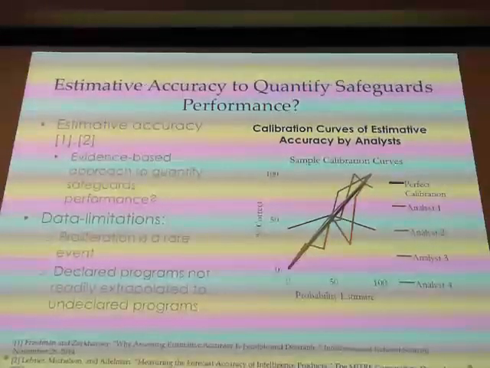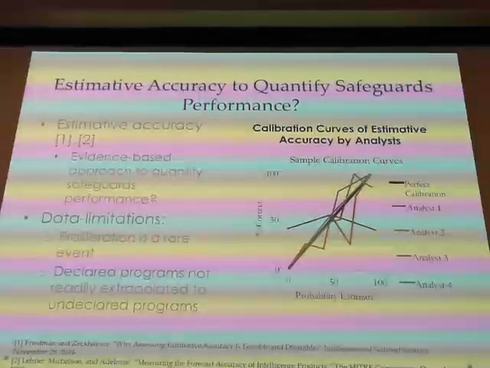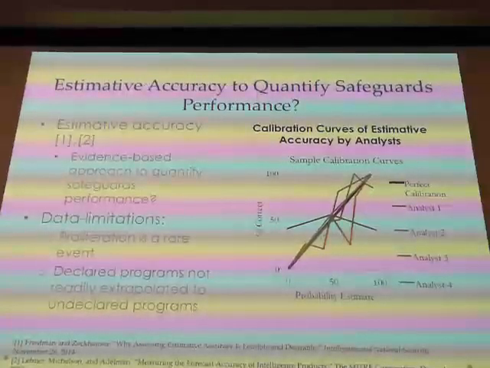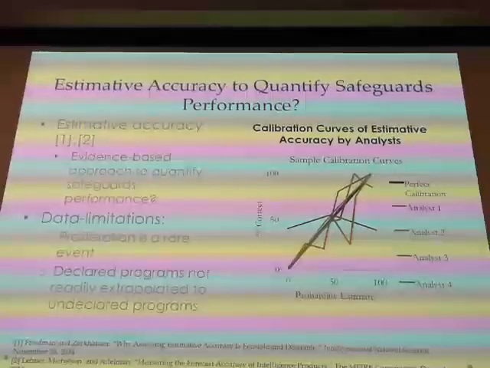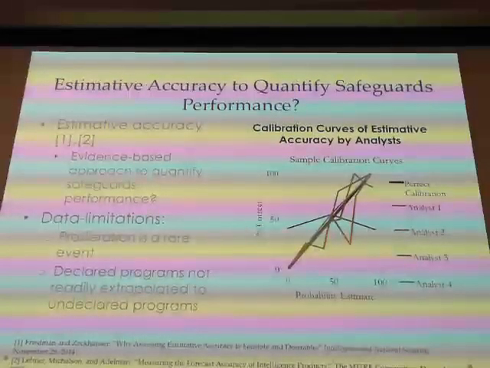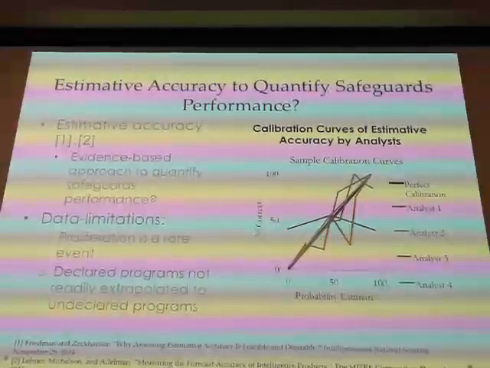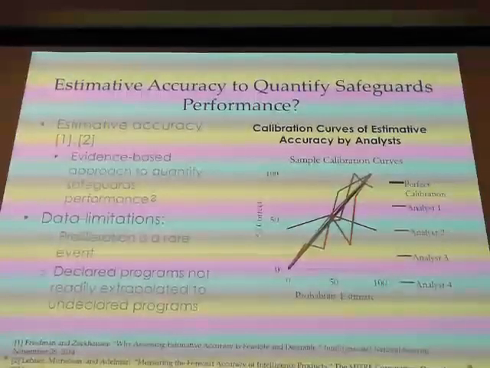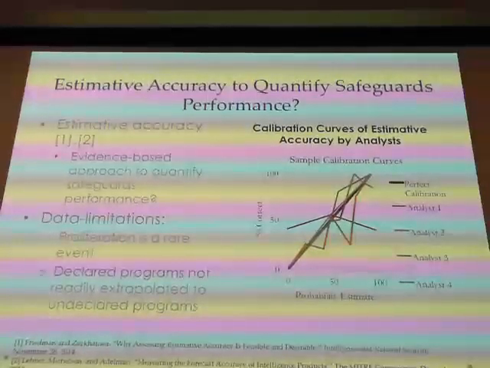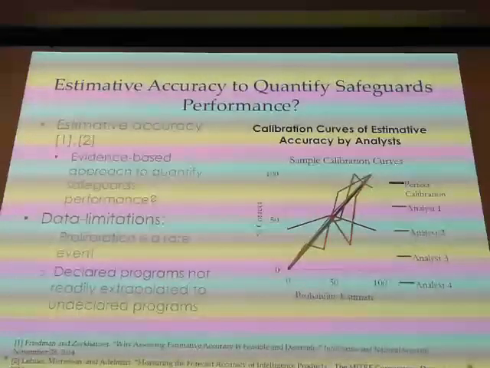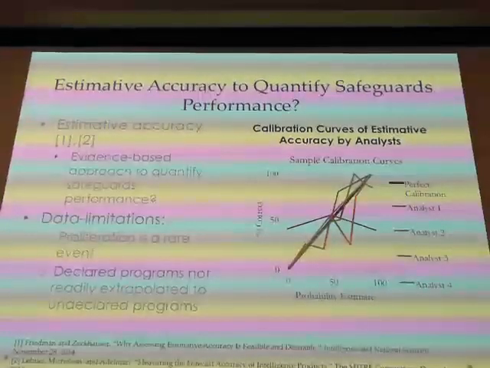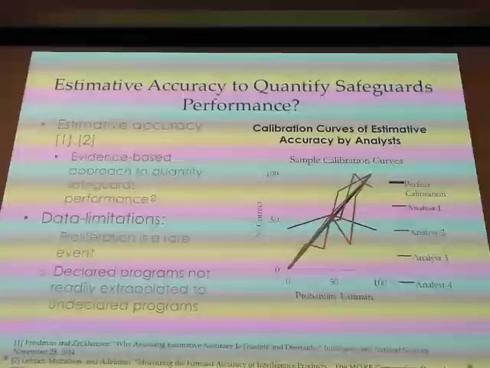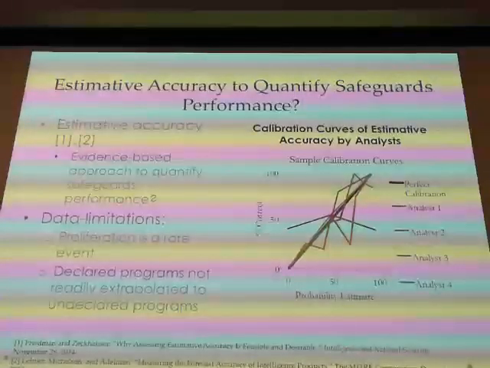How do we tackle this issue of how much is enough? One way is to evaluate the accuracy of the analysts in their ability to predict future developments in that state. One might retrospectively compare their predictions to actual events and see how well analysts did. This would be considered an evidence-based approach to quantify safeguards performance. We could see how these calibration curves shift in response to new practices and new information sets. Now, the big problem, of course, is that there are data limitations, right? Proliferation is a rare event. There aren't too many of these. Every case is kind of unique.